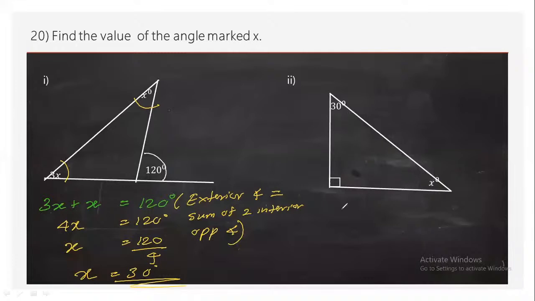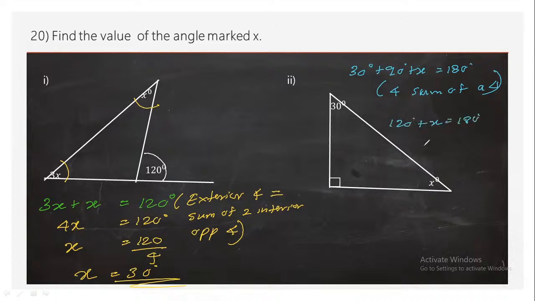Now look at this one. Interior angles of the triangle add up to 180. We are using that concept here. So we can write here 30 plus 90 plus x equals 180. So you can write angle sum of a triangle. 30 and 90, 120 plus x equals 180. X equals 180 minus 120, x equals 60 degrees. X is 60.